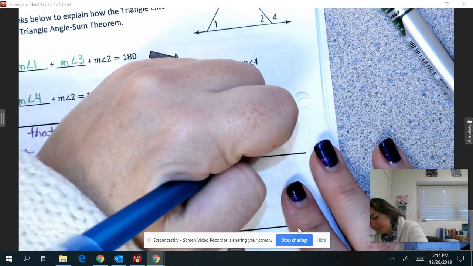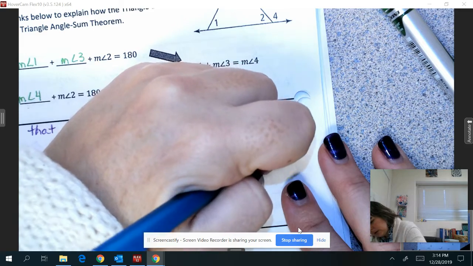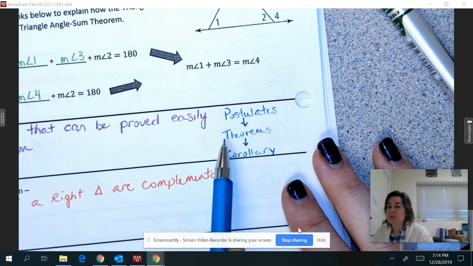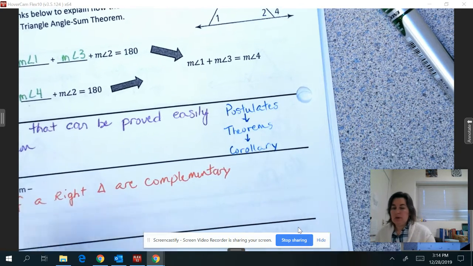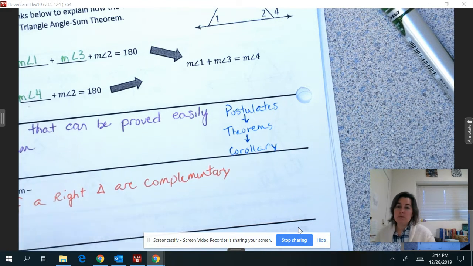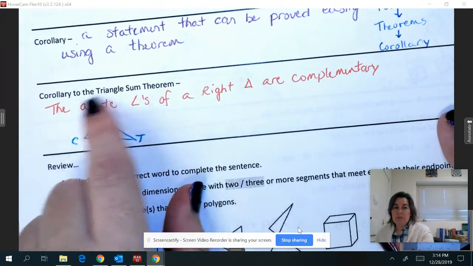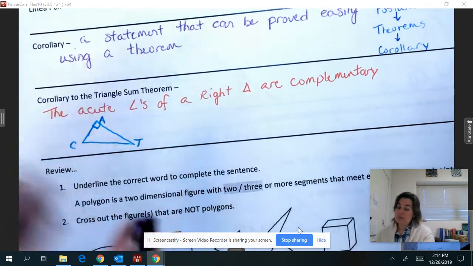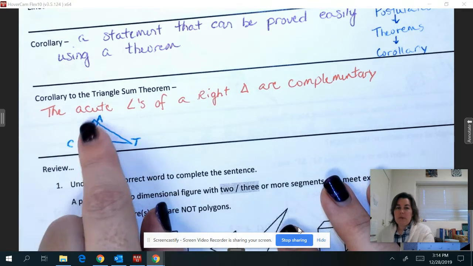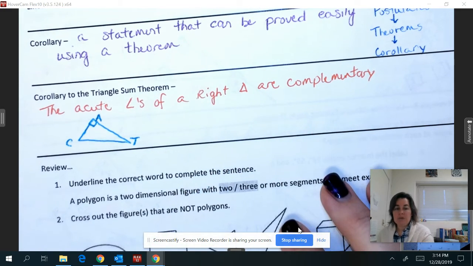Okay, and so from the theorems, we come up with another type of rule called corollaries. So these are more specific. Sometimes it just feels like they're just rewriting the way the theorem is written. They seem pretty obvious. If you accept the theorem to be true, then the corollary has to be true. So for this corollary to the triangle sum theorem, this triangle sum theorem was the one that said that the three interior angles of a triangle add up to 180. So the corollary says that if you have a right triangle, then the two acute angles have to add up to 90. So that's what complementary means.